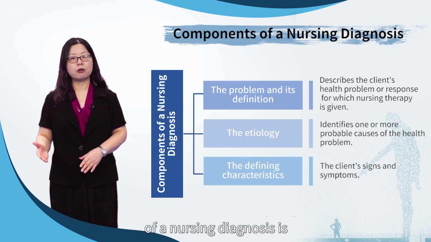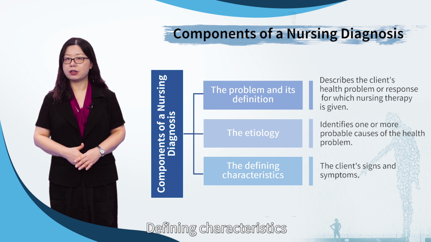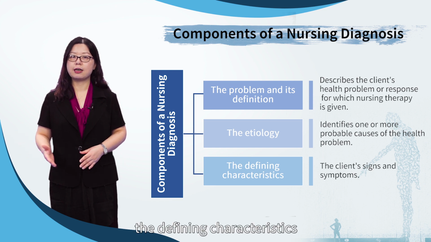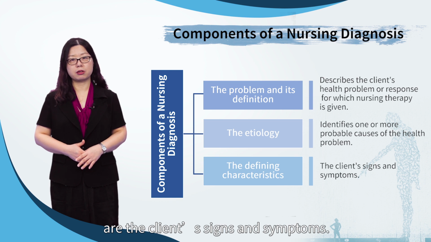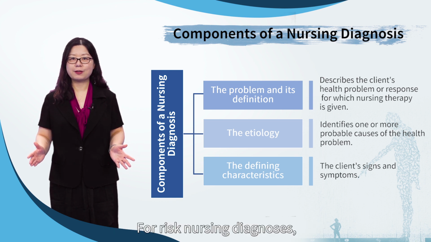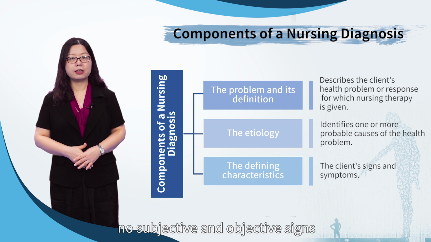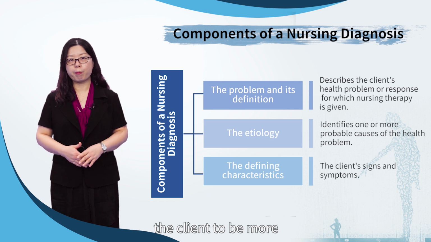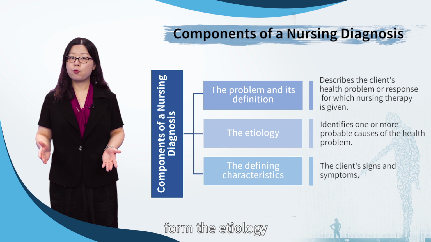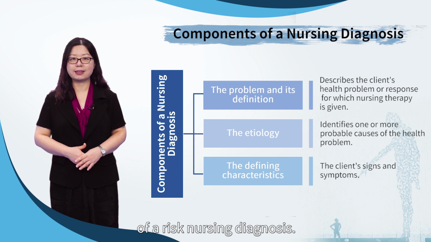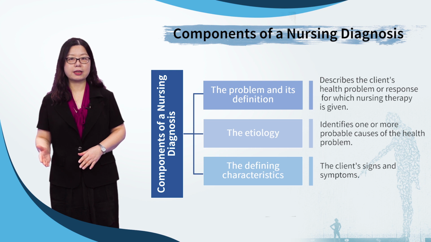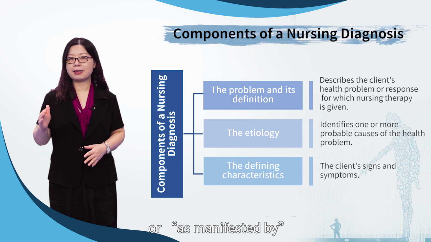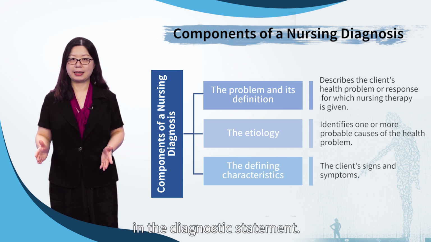The third component of a nursing diagnosis is defining characteristics. For actual nursing diagnosis, the defining characteristics are the patient's signs and symptoms. For risk nursing diagnosis, no subjective and objective signs are present. Thus, the factors causing the patient to be more vulnerable to the problem form the etiology of a risk nursing diagnosis. Defining characteristics are written following the phrase as evidenced by or as manifested by in the diagnostic statement.